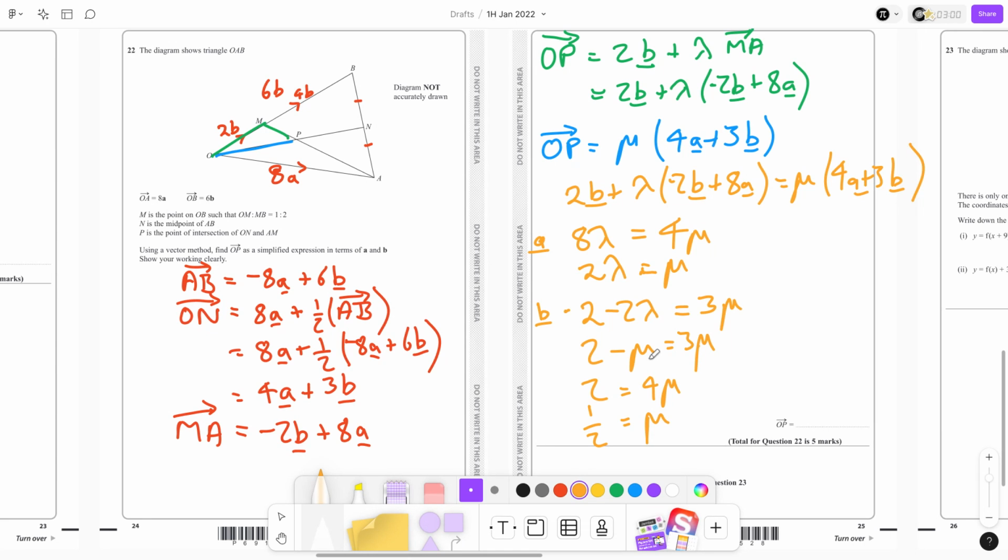Okay, if mu is a half, then we know that OP equals a half of 4A plus 3B. So OP is 2A plus 3 over 2 B.